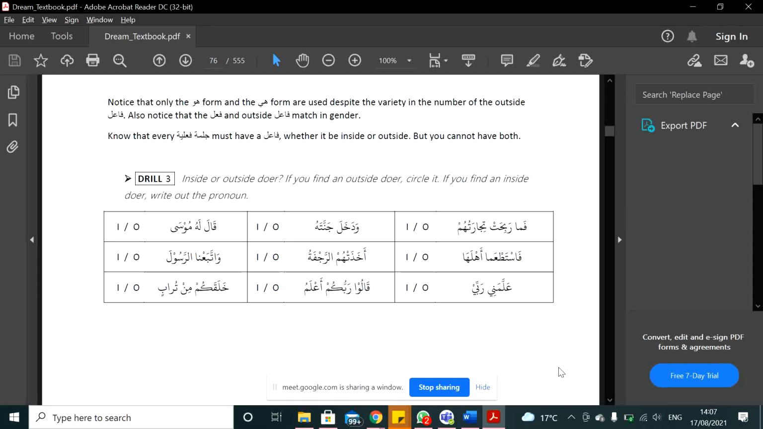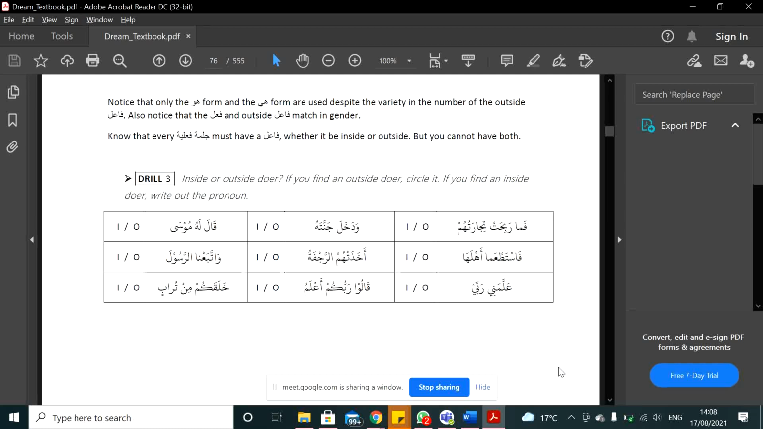But here I'm telling you that the word Rabb is Rabbu here. So it is in the marfu form. So it is matching the condition. And it is Hua, and the gender is matching. So here Rabbi is our outside doer.